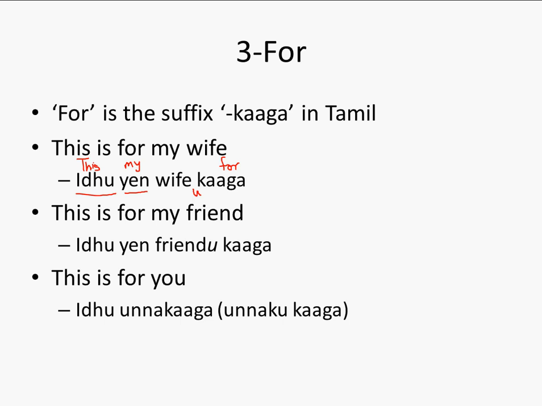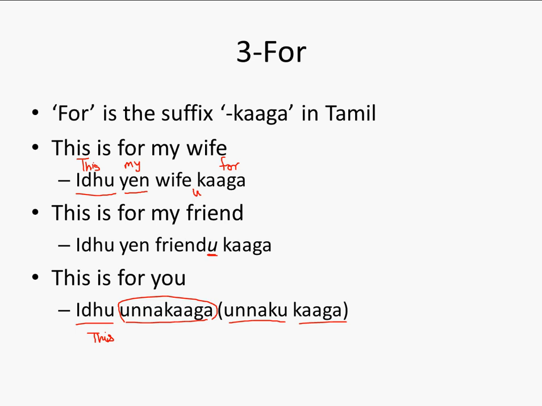This is for my friend. இது என் friend-க்காக. Again, you tend to add a u at the end. Instead of saying just friend, you would say friend-u. இது என் friend-க்காக. This is for you. This is slightly different in which the two words are collapsed. idu is this. I've looked at this before. unakkaga, which is collapsing two words, which is unakku and kaga, and we join those two words together and say idu unakkaga, which means this is for you.